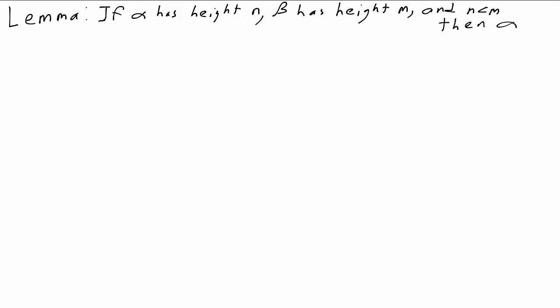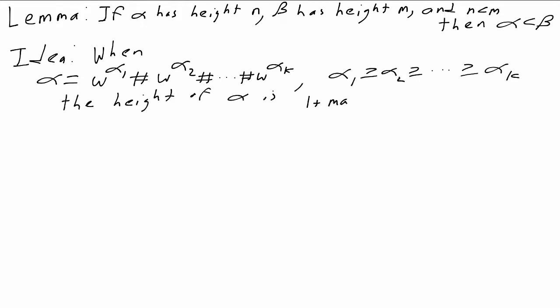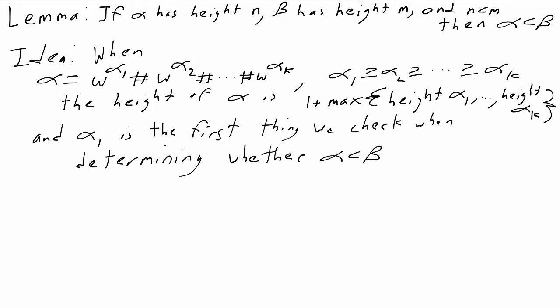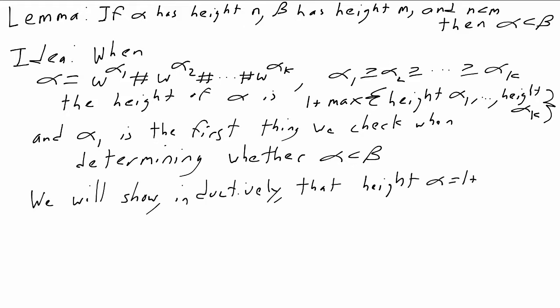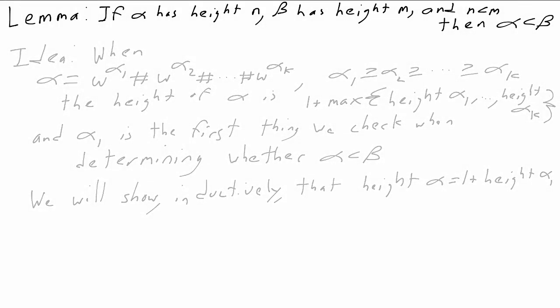The main idea is that when we write an ordinal as a sum of terms, when we write alpha as a sum of exponents, the height of alpha is determined by its tallest term. The height of alpha is one more than the height of the tallest alpha i. And the order of alpha, the way we compare it to other ordinals, is to look at the largest alpha i. So what we'll do is show, by induction on the height, that the tallest alpha i and the largest alpha i are the same.